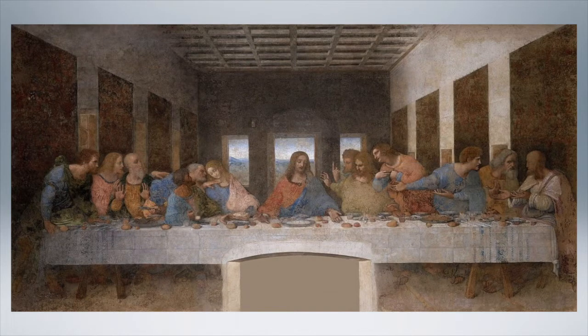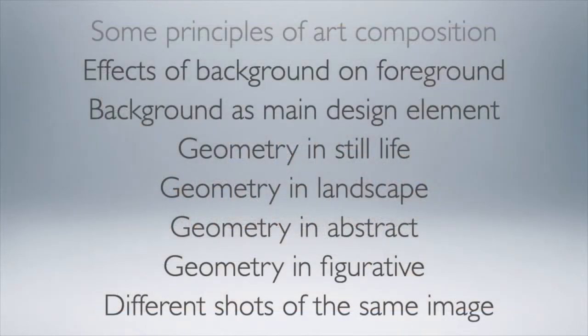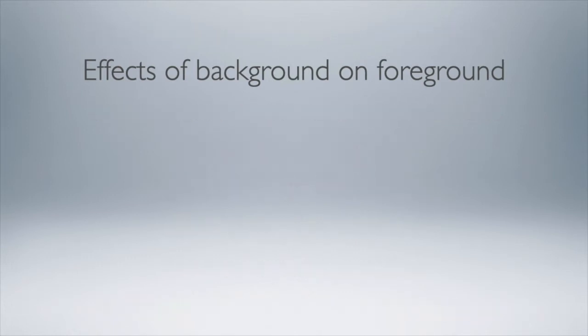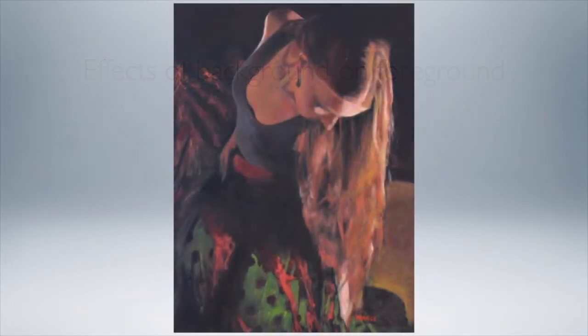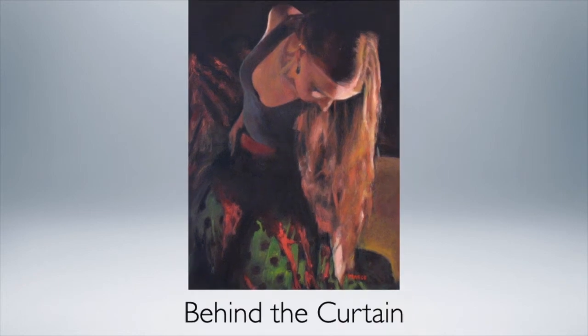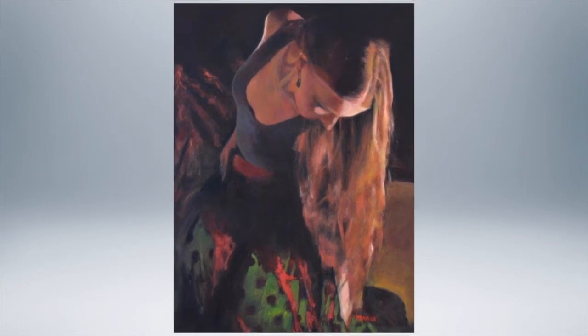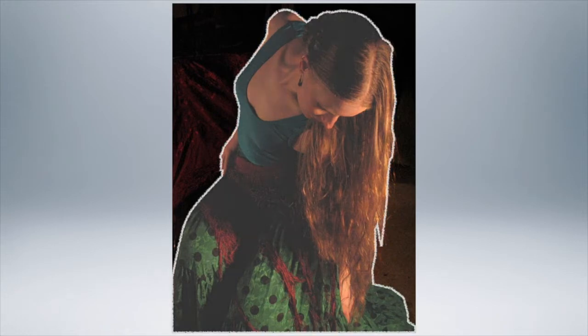So let's have a look at some other aspects about composition that I think are really important, in particular about background. So let's look at the effects of background on foreground. Now that painting I was showing you before, it's called Behind the Curtain, and here's the photo reference for it. Now, as I said, I have many students who really actually think it's a good idea to remove the background, that they believe the background is distracting. So let's remove the background from this photo reference.